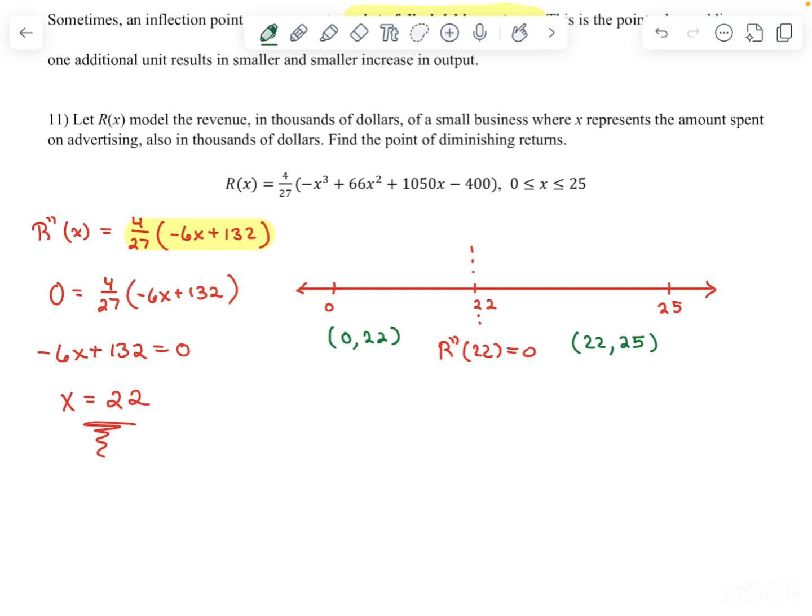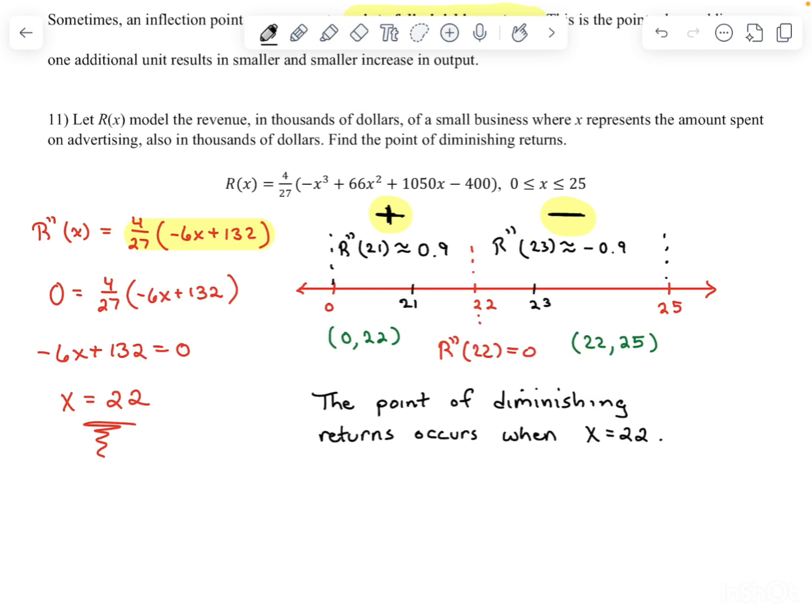What I'm going to do now is choose a number in each interval to determine the sign of the second derivative. That will look like this. So the second derivative is positive when x is between 0 and 22, and the second derivative is negative when x is between 22 and 25. What this means is that at x is equal to 22, there is an inflection point, and hence that is the point of diminishing returns.